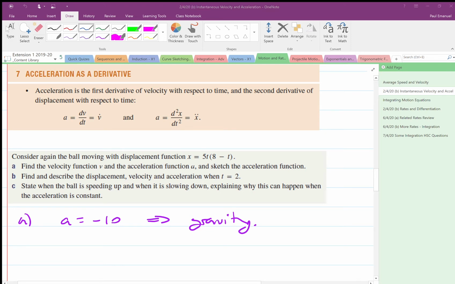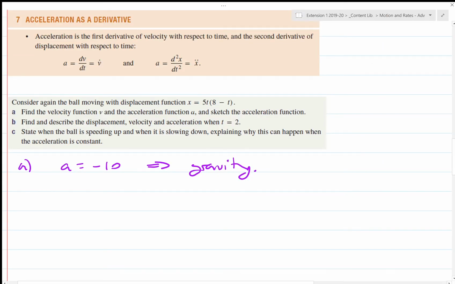Video number 2. So this is just polishing off chapter, I want to say 9, because I think we decided to move on from this because we didn't know how to differentiate trig functions, basically. Okay, so we should know everything in there, that acceleration is the derivative of velocity, and it's the second derivative of displacement.